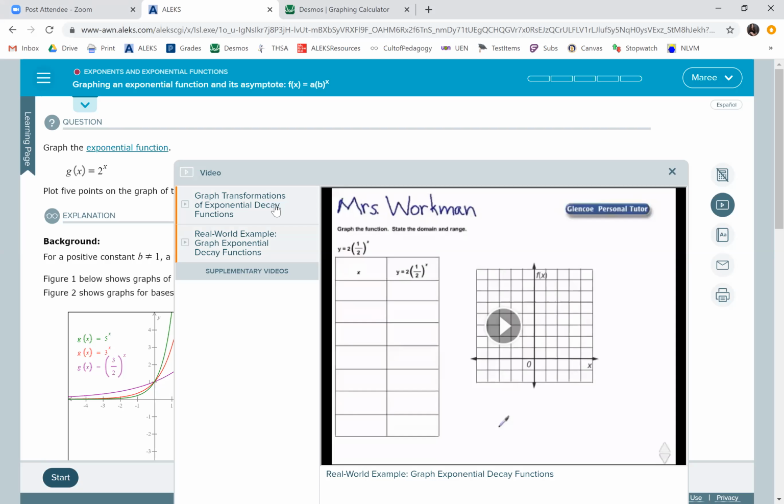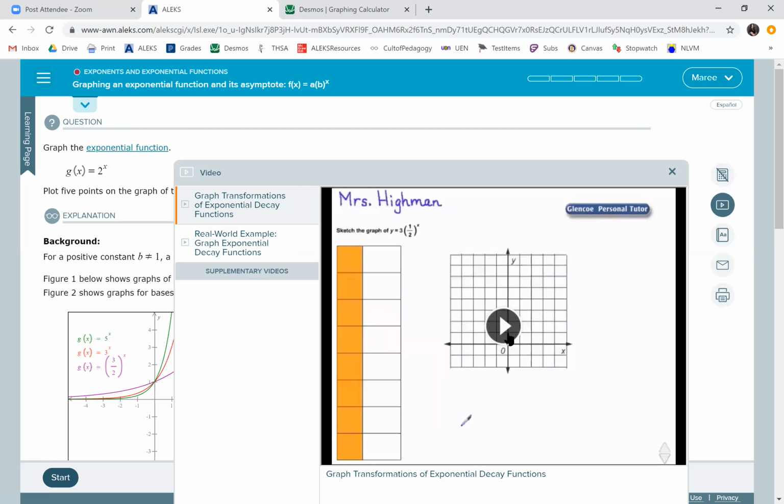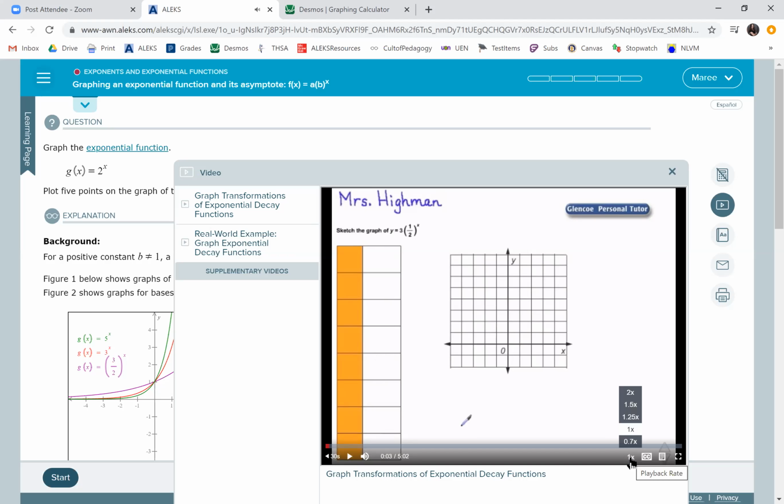This is decay here. Anyway, I was playing it. Check this out. You can change the speed. At first, I was just thinking, this is going too slow, so I just did 1.5 times.